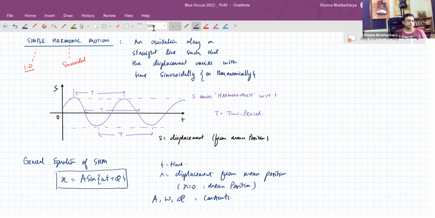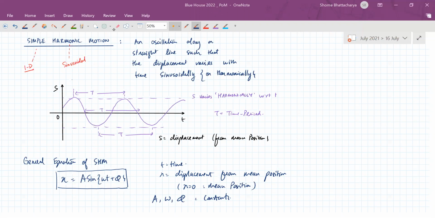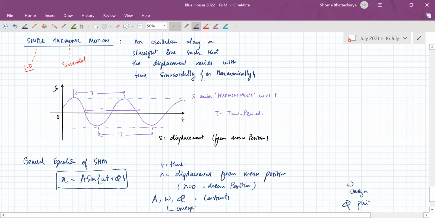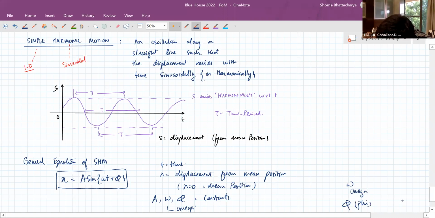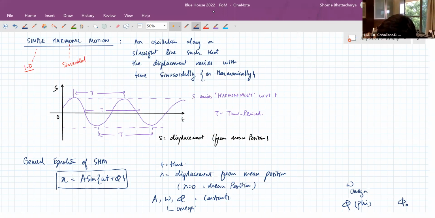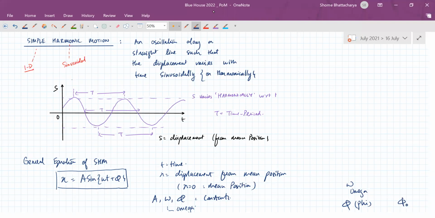Just make a note of this general equation first. It is x equals A sine of omega t plus phi. Yes, that's phi, and this symbol is omega. This W kind of symbol is actually the Greek symbol omega. It's a bit like this. This is omega, and this is phi. Sometimes we use the symbol phi naught also, but phi is fine. You can use any other symbol like alpha, beta also, but this is the standard form.